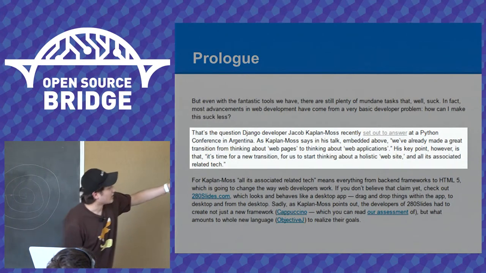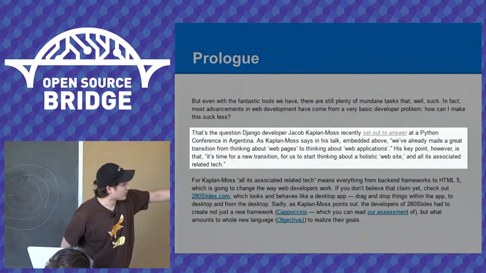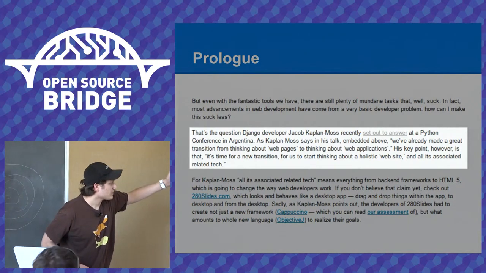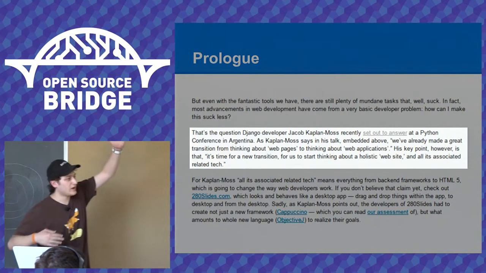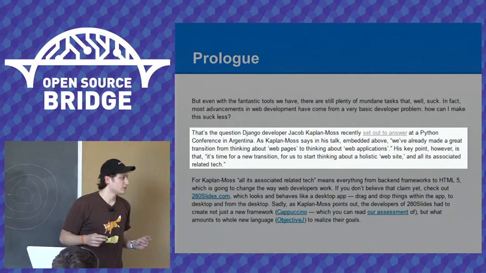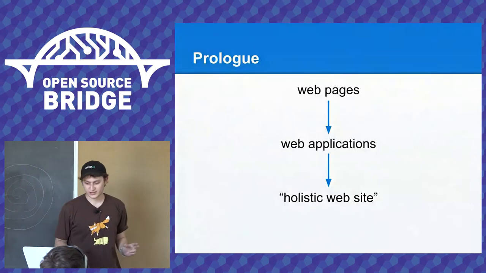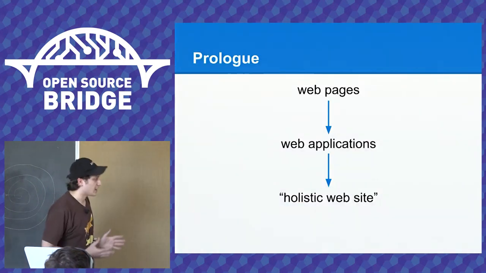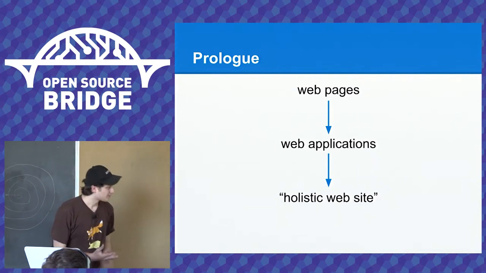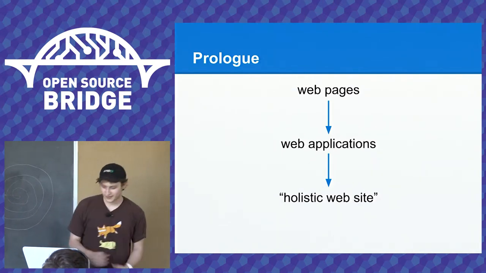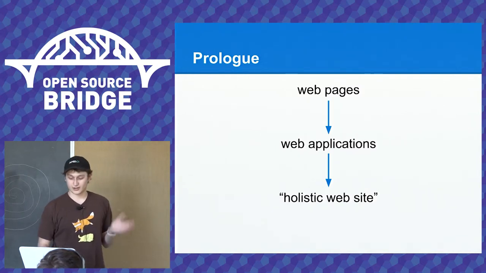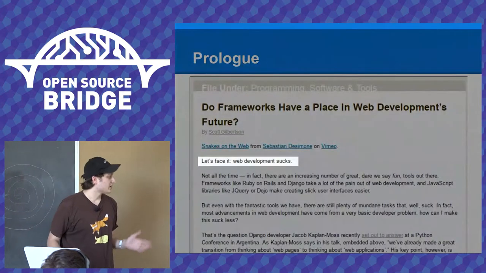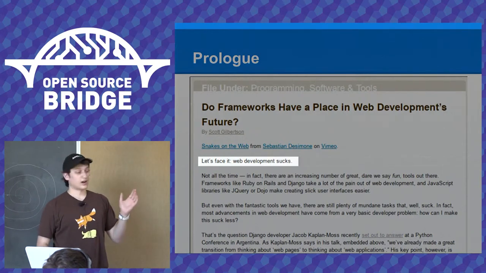Now this Django developer said that as we transition from web pages to web applications, we now need to move to quote unquote holistic websites. What does that mean? I don't really know, but I'm going to try to tell you anyway. So the first line of the article is an invaluable truism. Let's face it, web development sucks. I couldn't agree more.